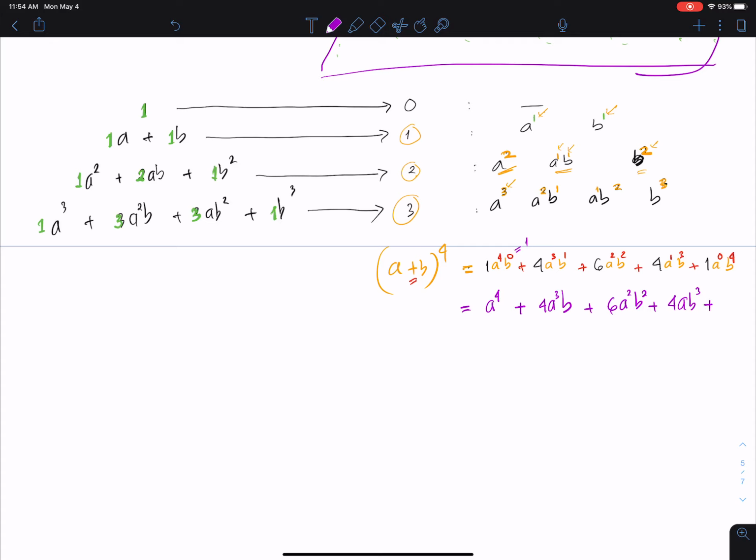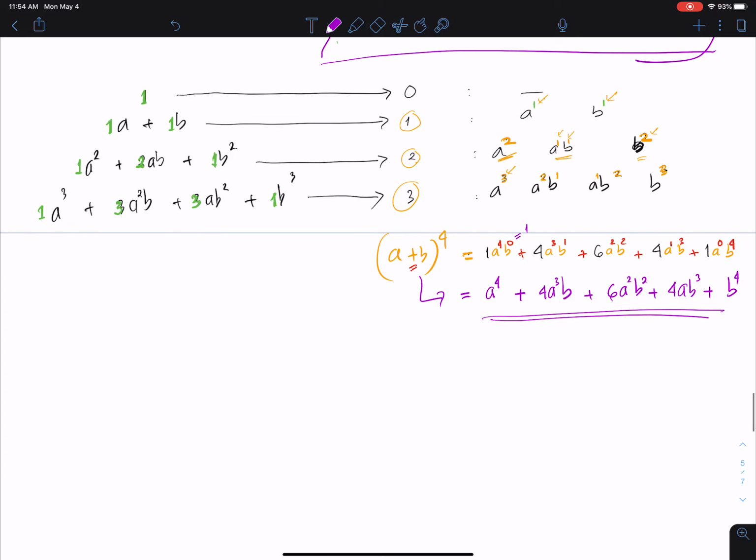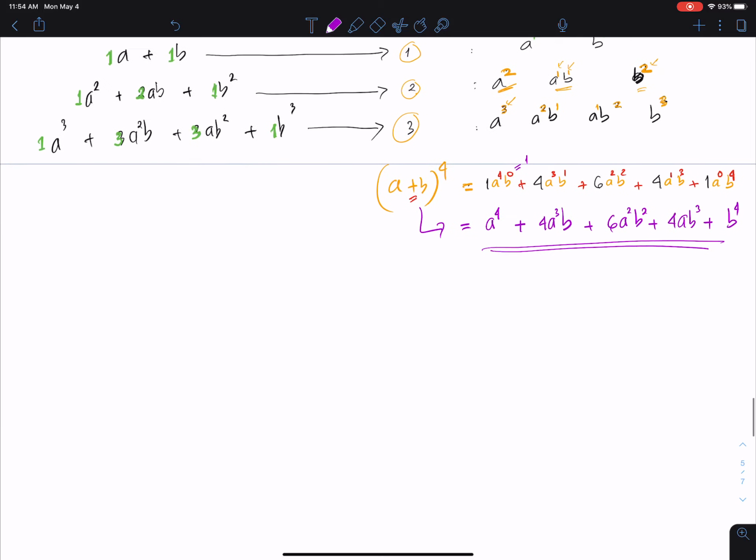1, no need to write down. A to the power of 0 is also 1, and b to the power of 4. Now you see, it is easy to get the terms, right? We will try a to the power of 5 now. Let's see.